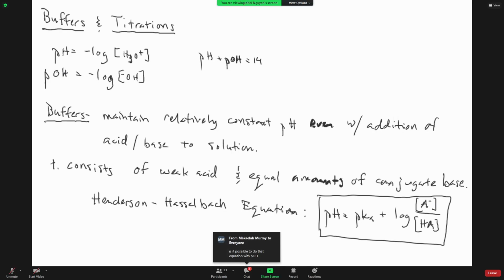And this is generally for any... Is it possible to do that equation with pOH? It's just 14 minus whatever the pH is. So you can solve for pH and then you do 14 minus that and you'll get pOH. Okay? So it's typically some acid versus some hydroxide, giving you conjugate base plus water.